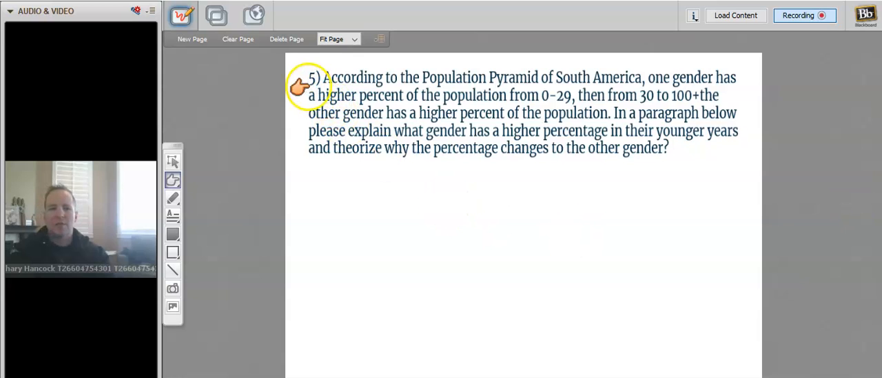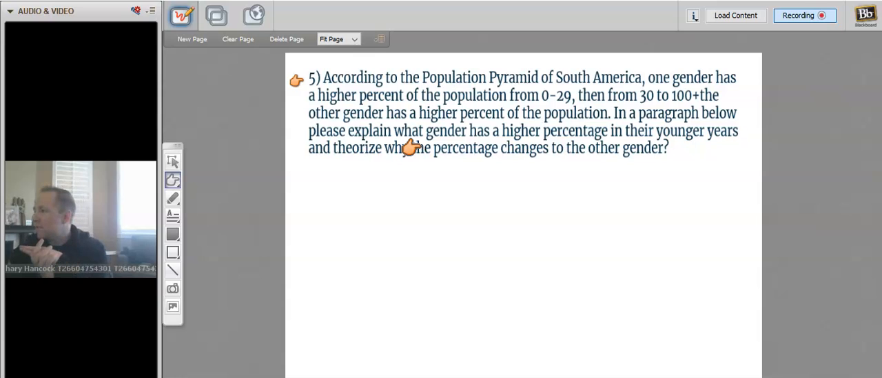And then the last one, this is the last question. This is where you have to think quite a bit, okay? It says, according to the population pyramid of South America, one gender has a higher population from 0 to 29. So from ages 0 to 29, either males or females are more. Then from 30 to 100 plus, the other gender has a higher percentage. In a paragraph below, you need to write why you think that's changed, okay? So we can look at that, but so here's an example.